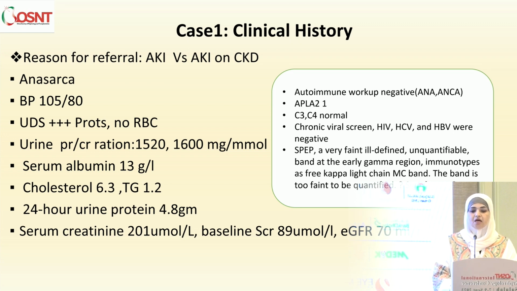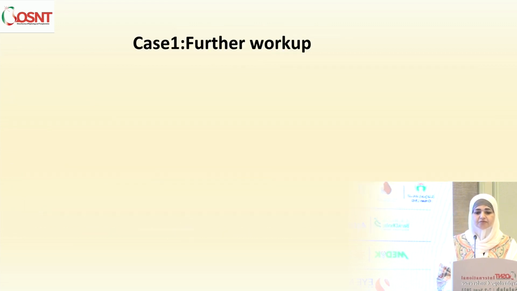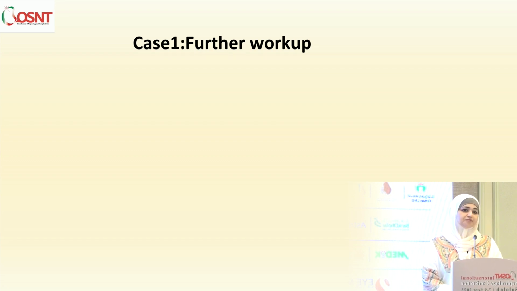And of course, at this age, you have to rule out multiple myeloma, so SPEP was done for him, which showed a very faint band in the free kappa light chain, which is of doubtful significance. So, do you want further workup for this patient? What do you want next? Any thoughts?